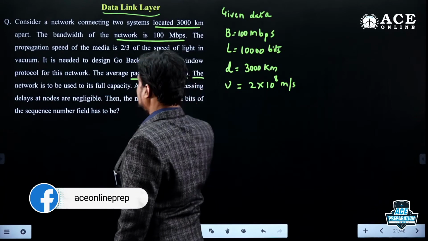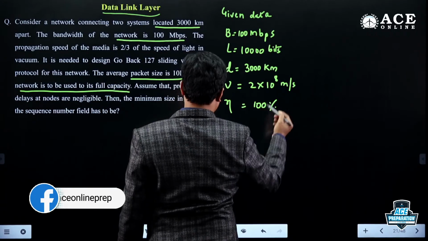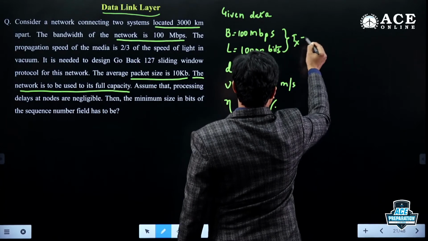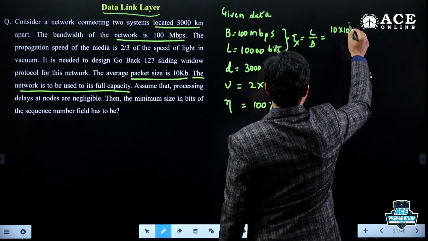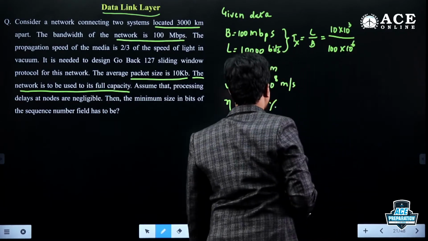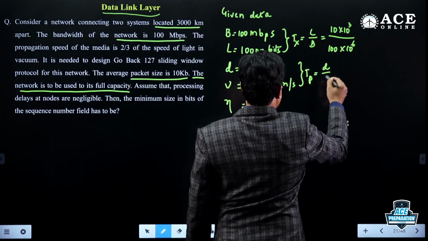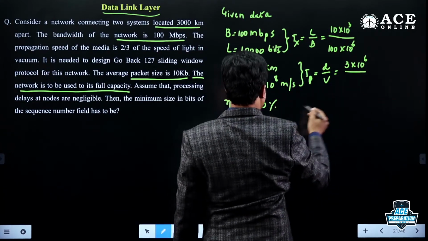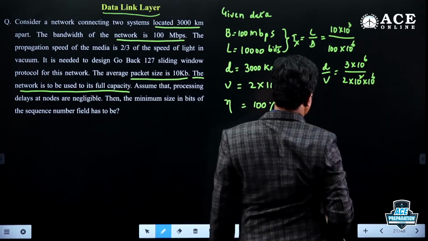It's clearly mentioned the network is to be used to its full capacity. It means that the efficiency is given as 100%. So from these we can calculate the Tx. What is the Tx value? L by B. L is 10,000 bits, so 10 into 10 power 3 by 100 Mbps, 100 into 10 power 6. And Tp is D by V. So what is D? 3 into 10 power 6 by V, 2 into 10 power 8.